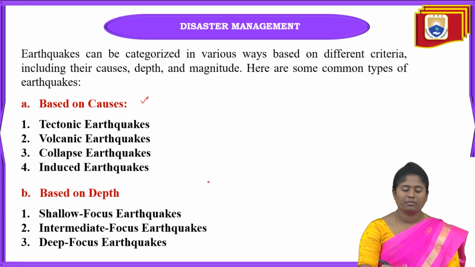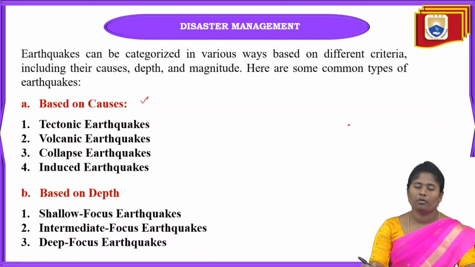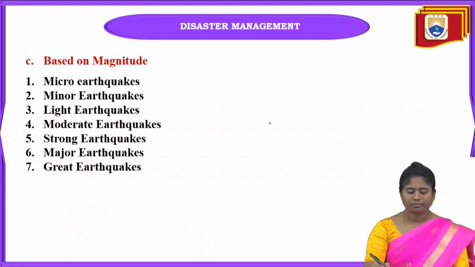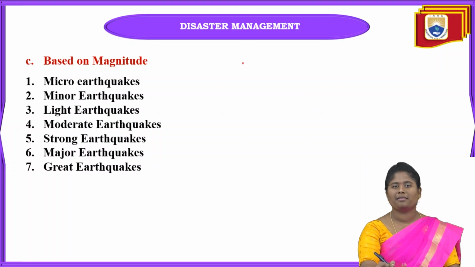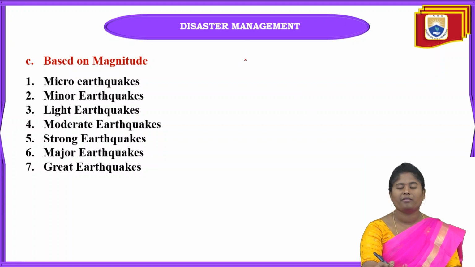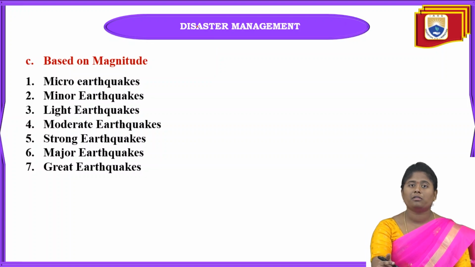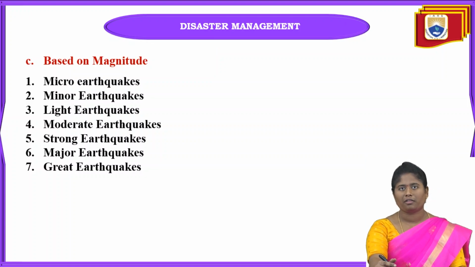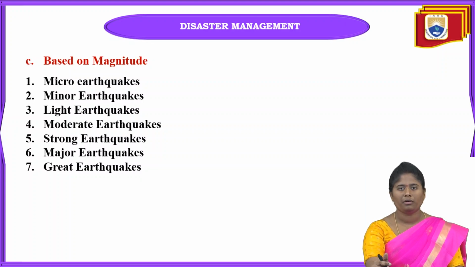Next one is based on depth. We have shallow focus, intermediate focus, and the last one is the deep focus earthquake. Based on the magnitude, we have 7 types: micro earthquake, minor earthquake, light, moderate, strong, major, and the last one is great earthquake. These are all the classifications based upon causes, magnitude, and depth.